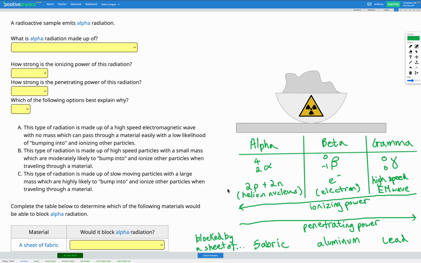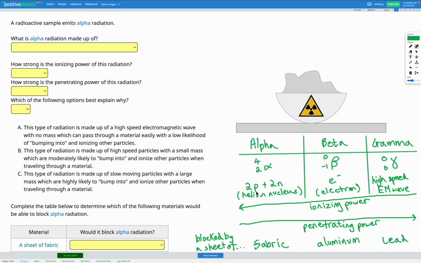Now, an alpha particle is made up of 2 protons and 2 neutrons. So essentially, it's a helium nucleus. A beta particle is just an electron. And gamma, that is a high-speed electromagnetic wave. So you can see our high-speed electromagnetic wave, that's a wave that has no mass. An electron, that has very little mass.